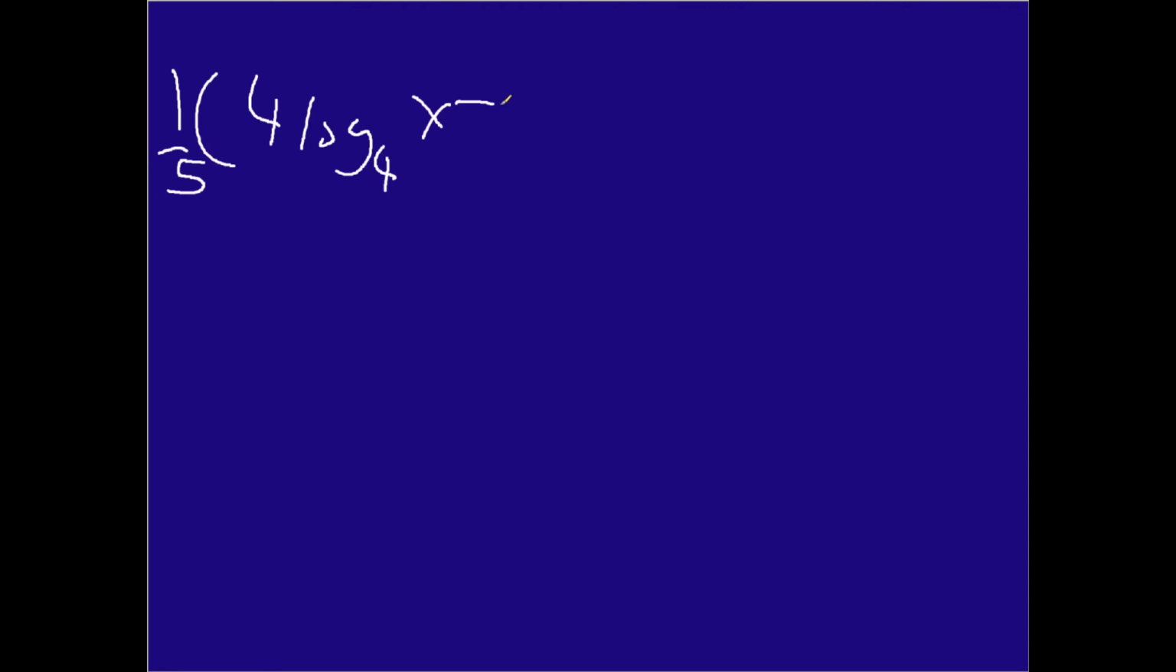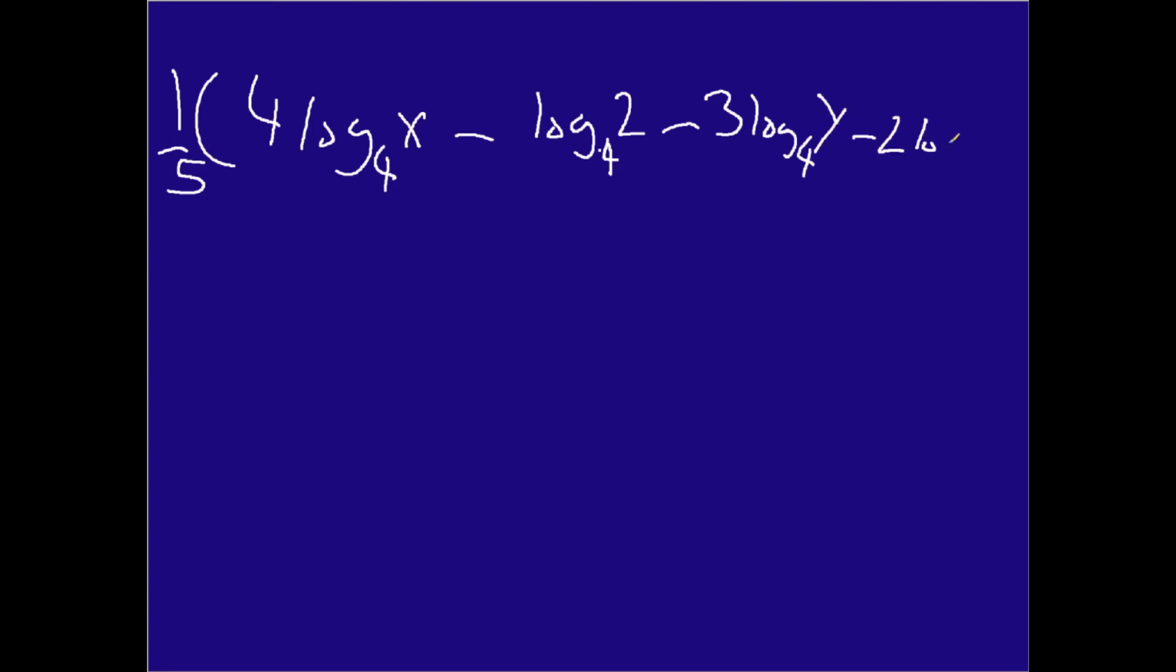4x minus, excuse me, it's kind of messy, minus log 4 2 minus 3 log 4y minus 2 log 4z, like so. That's what we have there. And then of course I got to put this in parentheses like that.